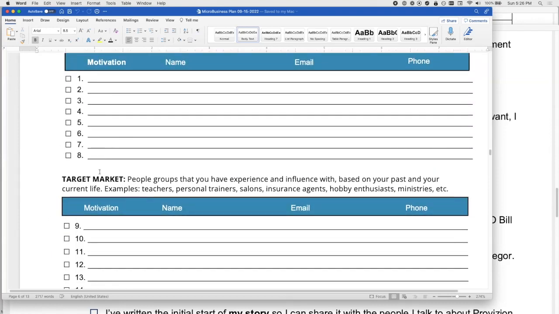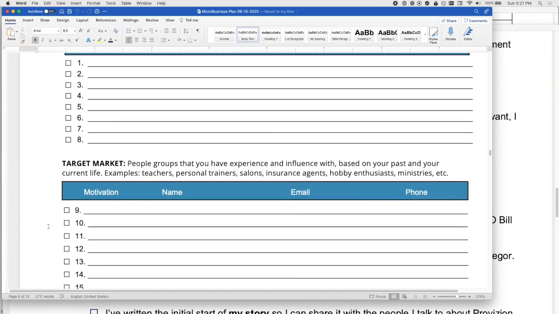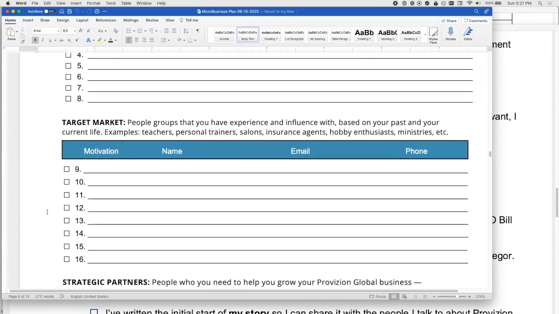In fact, we're going to talk about your Hot 100 list in just a moment, which will be made up of everyone we're talking about here. Your target market: these are people groups that you have experience with and influence with, based on your past or your current life. Maybe teachers, personal trainers, people like that, hobbies that you've had with people. Maybe you did martial arts with someone. Again, you're going to put down their motivation, name, email, and phone number.